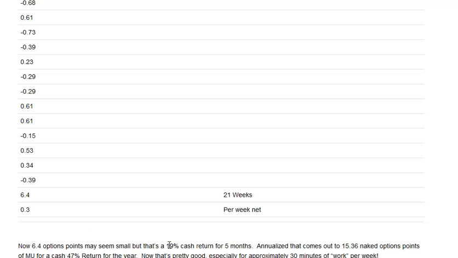But for 5 months, that's a 19% return. Remember, this is a net worth building strategy. We're looking just to use our cash and not use margin, use our cash and do the deals. And if we annualize it, that just means if we had the same rate of return over the rest of the 7 months of the year, that would come out to 15.36 naked options points, and for a cash return, that would end up being 47% cash return on your stock in terms of systems results. Now that's really good.